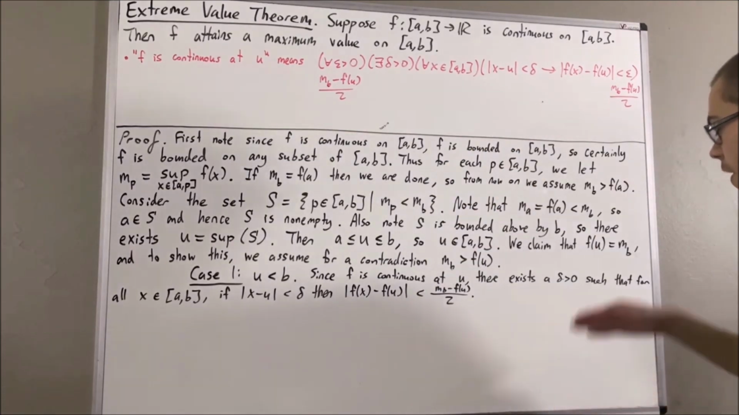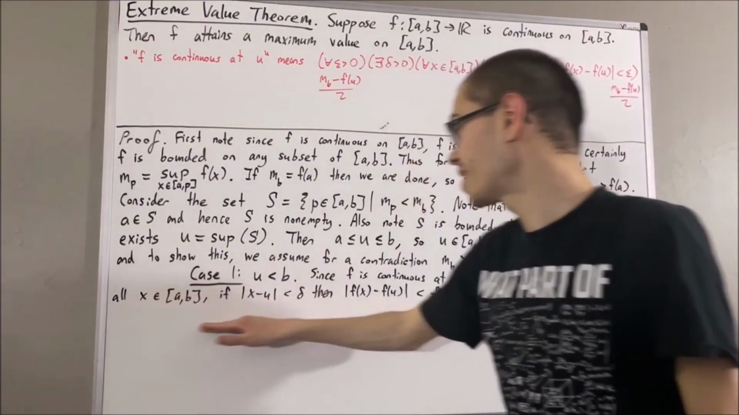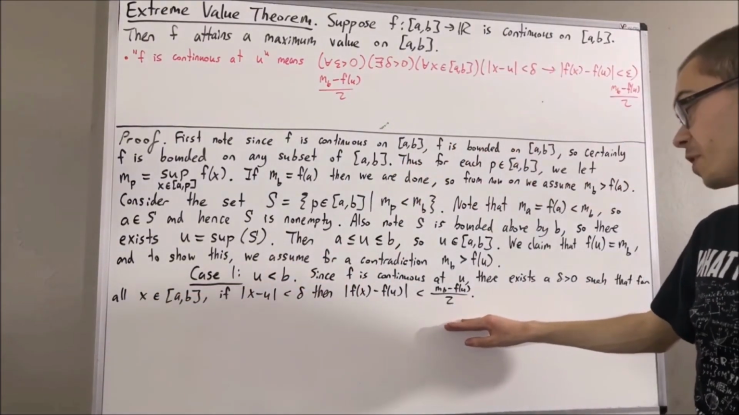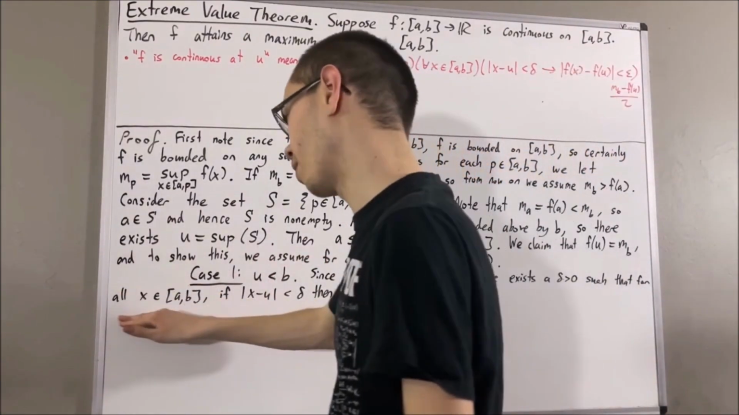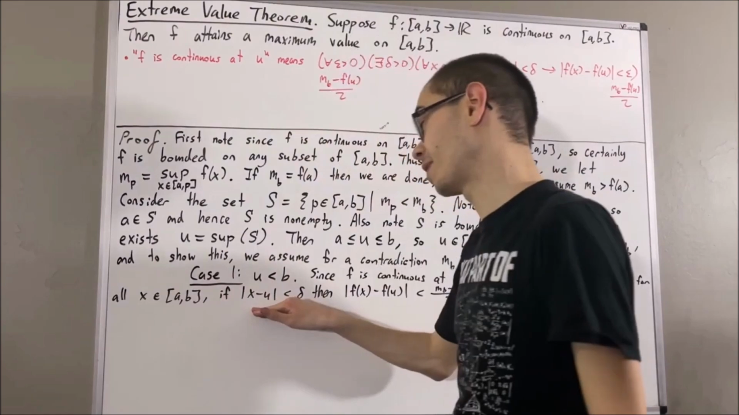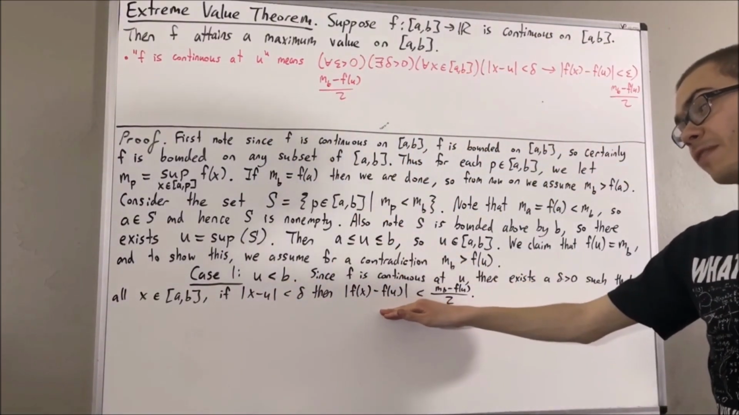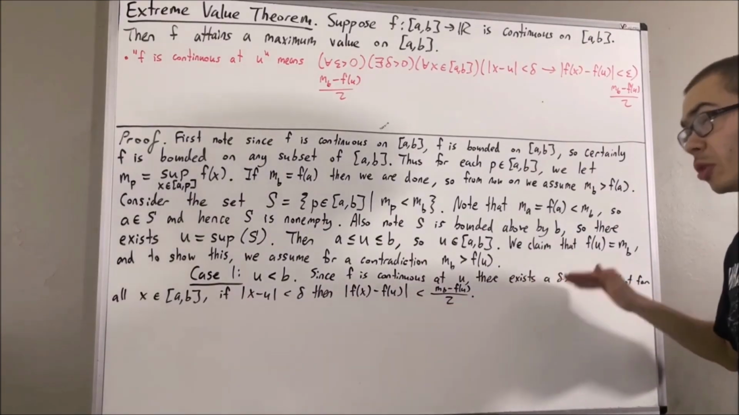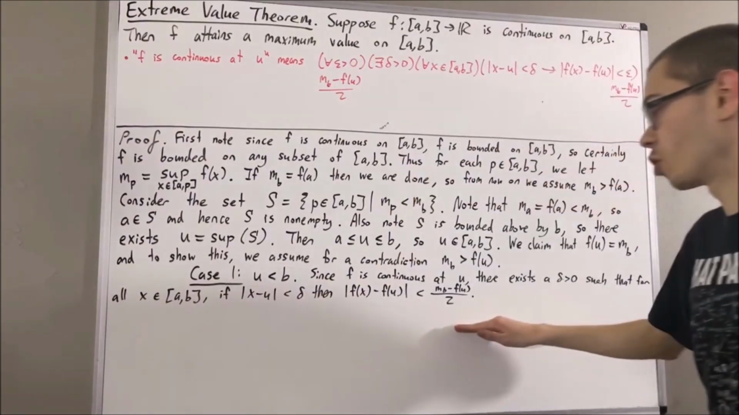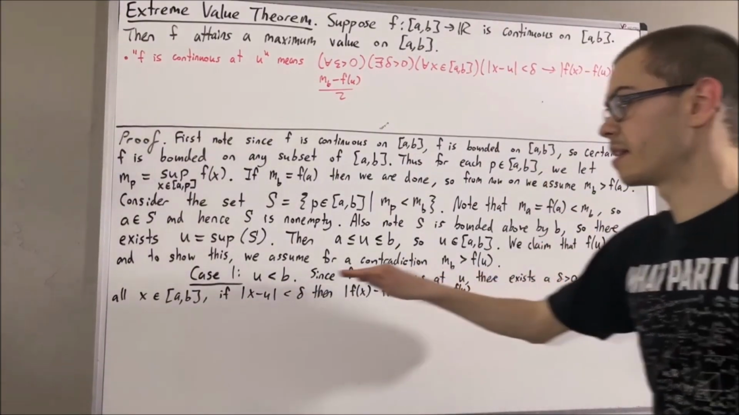Now, if we consider any positive number smaller than delta, then this statement will still be true. For example, if we consider delta over 2, it is indeed true for all x in A comma B. If the absolute value of x minus U is less than delta over 2, then the absolute value of F of x minus F of U is less than this quantity. Right, so we can make delta smaller and smaller. This statement will still be true. So it's safe to assume that delta is less than B minus U.